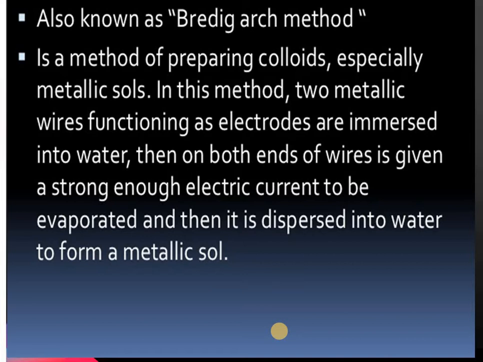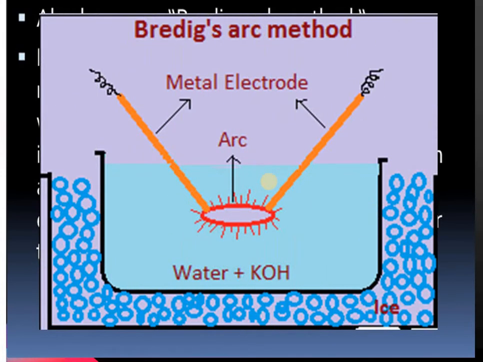It is a method of preparing colloids, especially of metals. So two metallic wires function as electrodes immersed in water, then on both ends of the wire a strong enough current is given to evaporate the metal, and then the vapors of the metal get dispersed in water, and by the excessive cooling by the ice we get a colloidal solution of the metal. So this is what happens. We have a metal electrode, we have an arc, and here we add electrolyte and water as dispersion medium, and this is the ice.